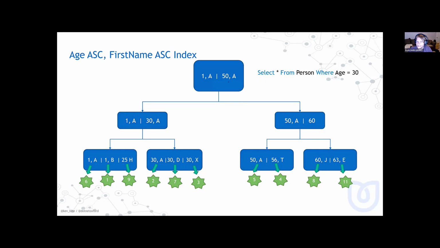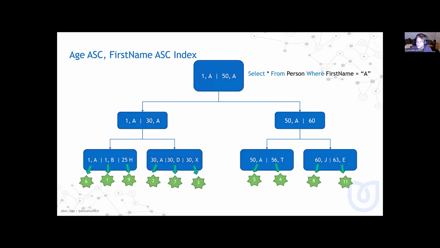For our age is 30, we can pretty much just go straight down the tree again. We just go find all the ones at the start of the index, which is here. And then it'll just load the rest of them up and scan the rest of them until it gets to the end.